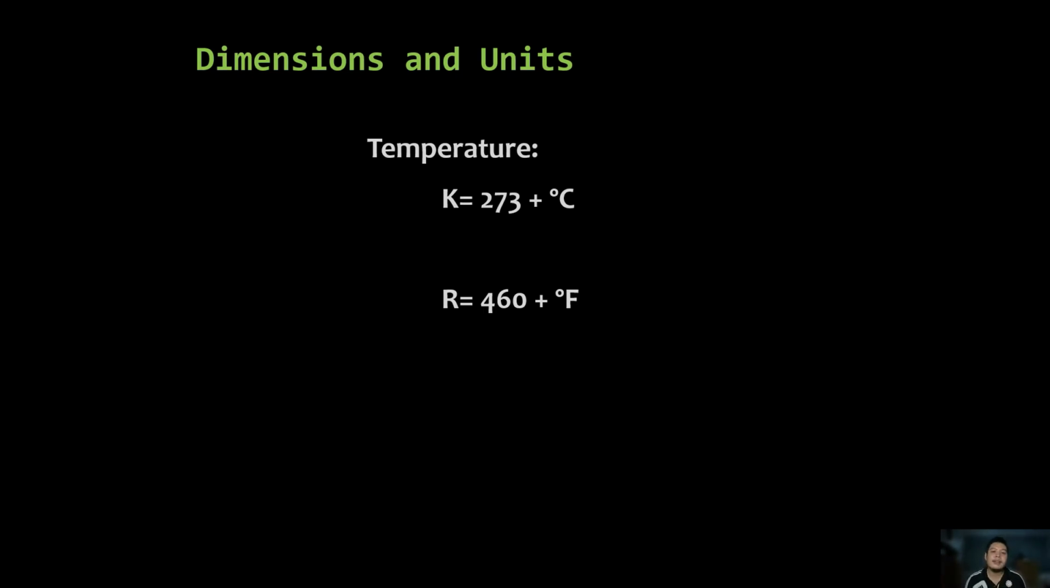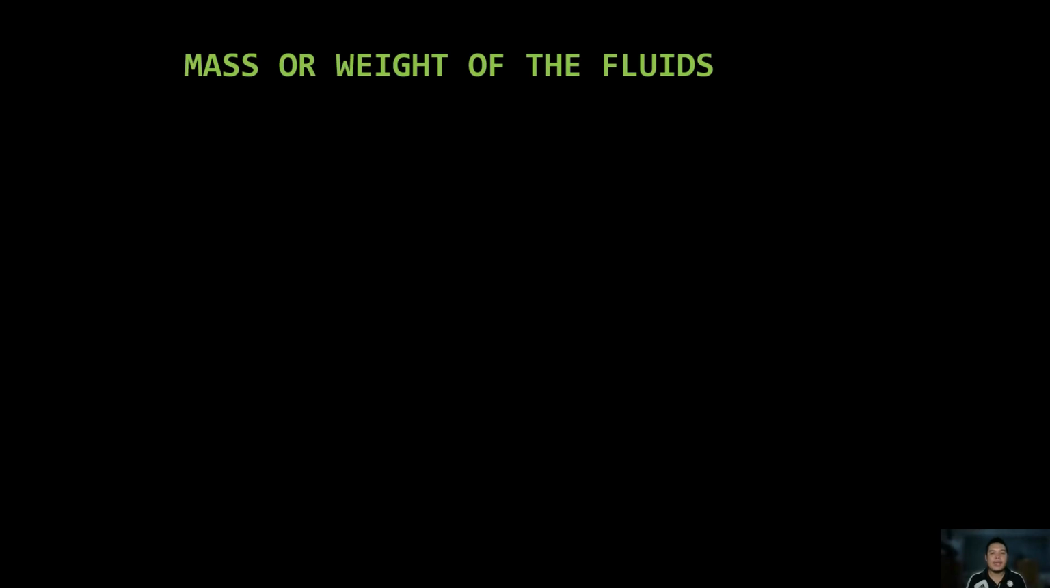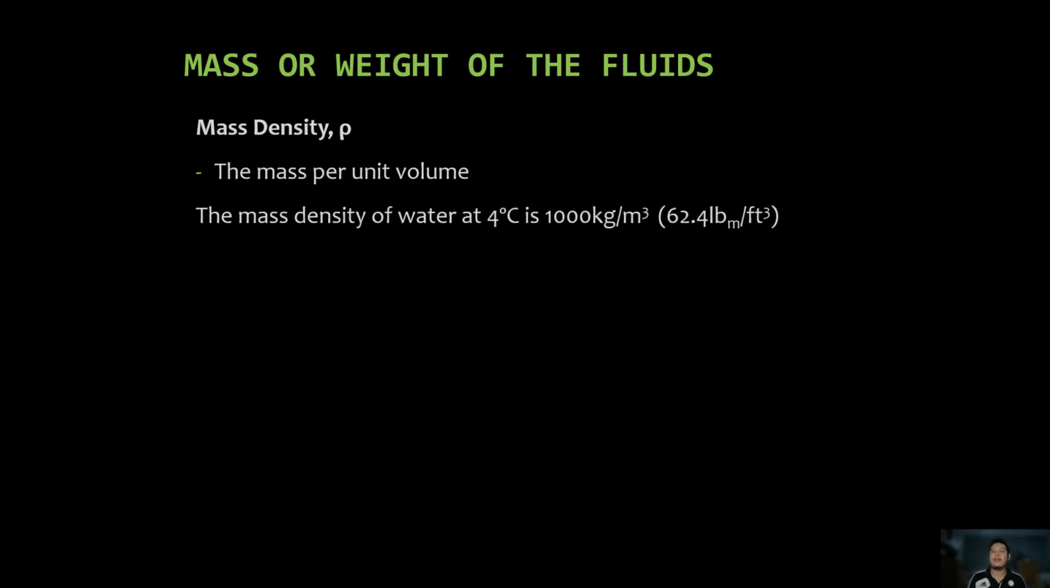So that's temperatures. Okay, mass or weight of fluids. We want to talk about mass density, or rho. In fluid mechanics, we usually denote this as rho, the mass density. It might be the density of a fluid or the density of water. So, mass per unit volume.